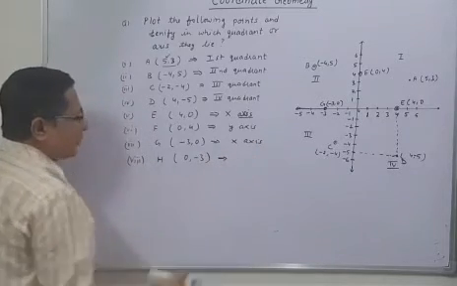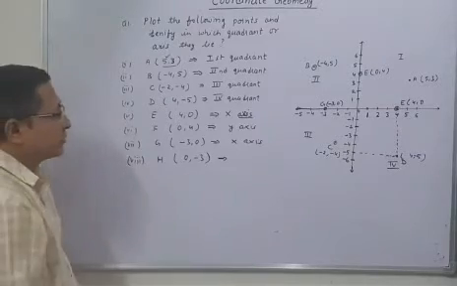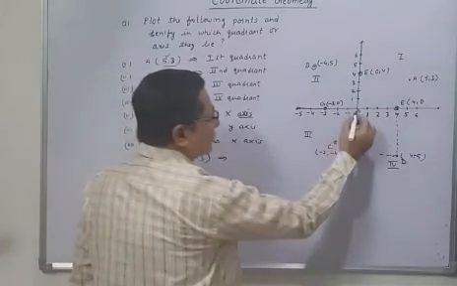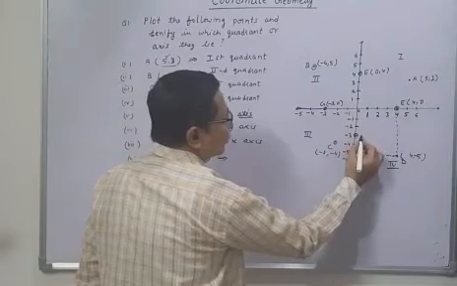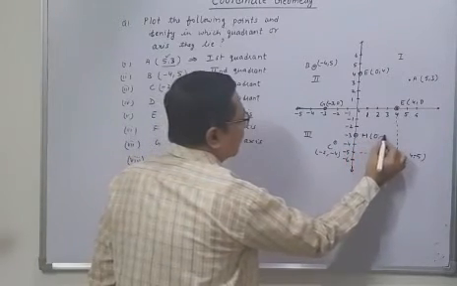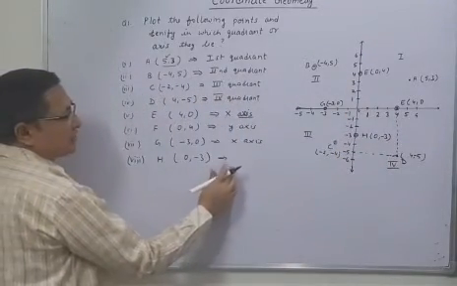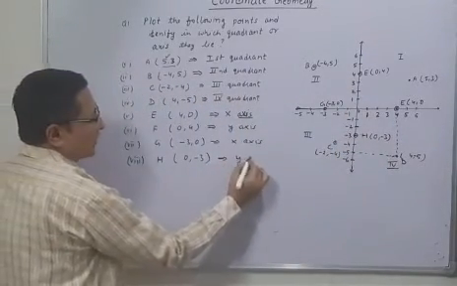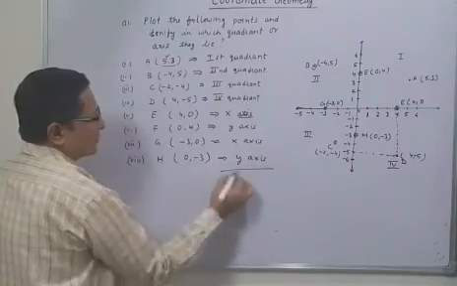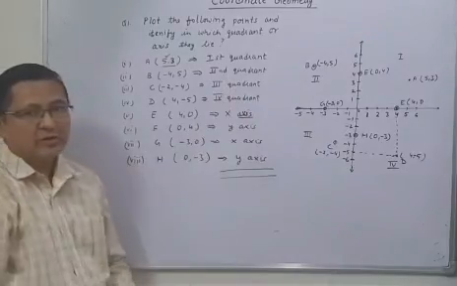And now the final point H, that is 0, minus 3. So here the point will be 0, minus 3. This is the last point. And which axis does it lie on? It lies on the Y axis. So this is how we can plot the points and tell in which quadrant or axis they lie.